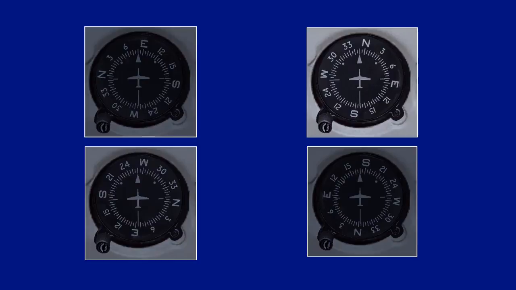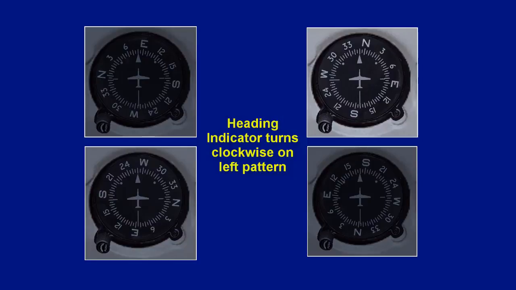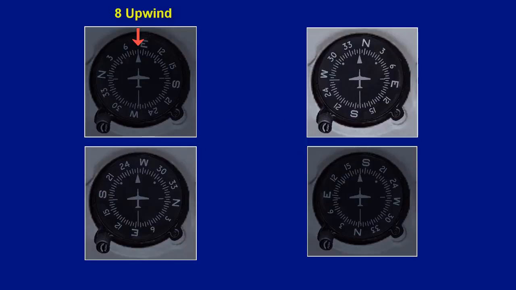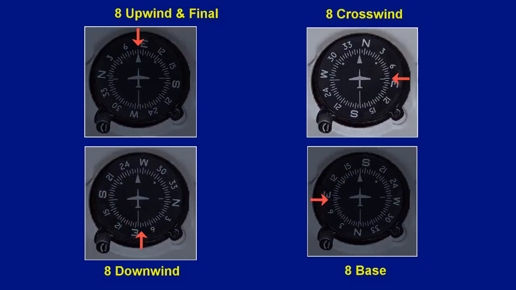Or you can just keep track of where the 8 is as you make each turn, as the heading indicator turns clockwise on the left pattern. So we start with 8 on the upwind at the top, then 8 will be 90 degrees to the right on the crosswind, and then 90 degrees at the bottom of the heading indicator on the downwind, and then 8 will be 90 degrees to the left on base, and then 8 will be back on the top for final.